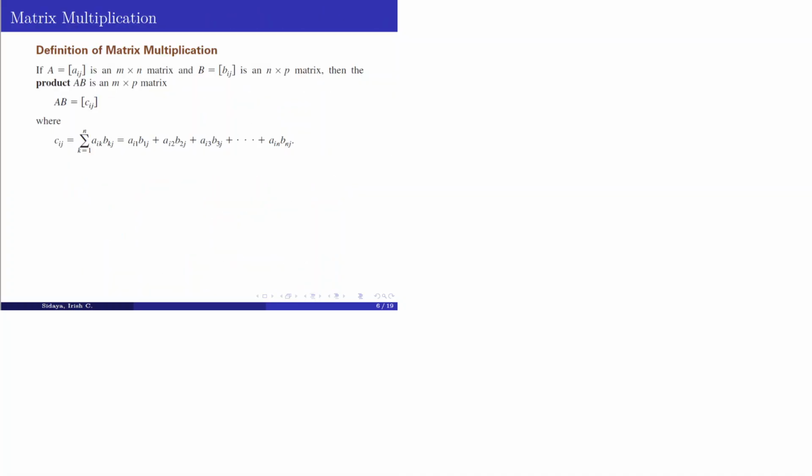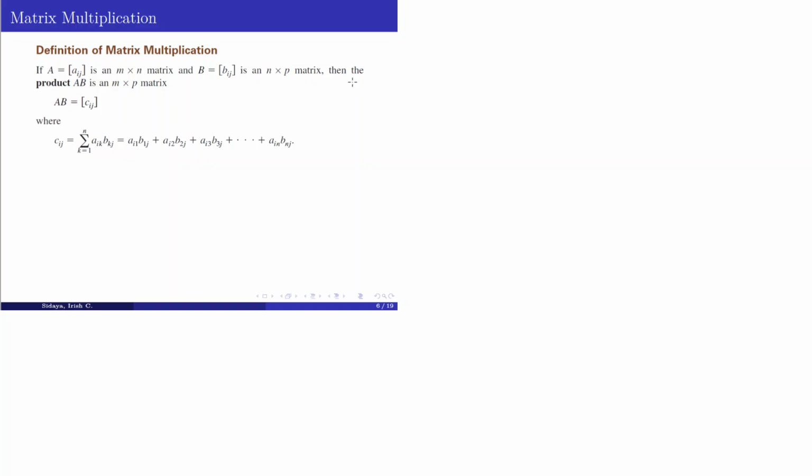The next operation is matrix multiplication. So if A is an M by N matrix and B is an N by P matrix, then the product AB is an M by P matrix. This means that you can only multiply those two matrices if the number of columns of the first matrix is equal to the number of rows of the second matrix, which is the multiplier. So we have here this N must be equal to this one here.